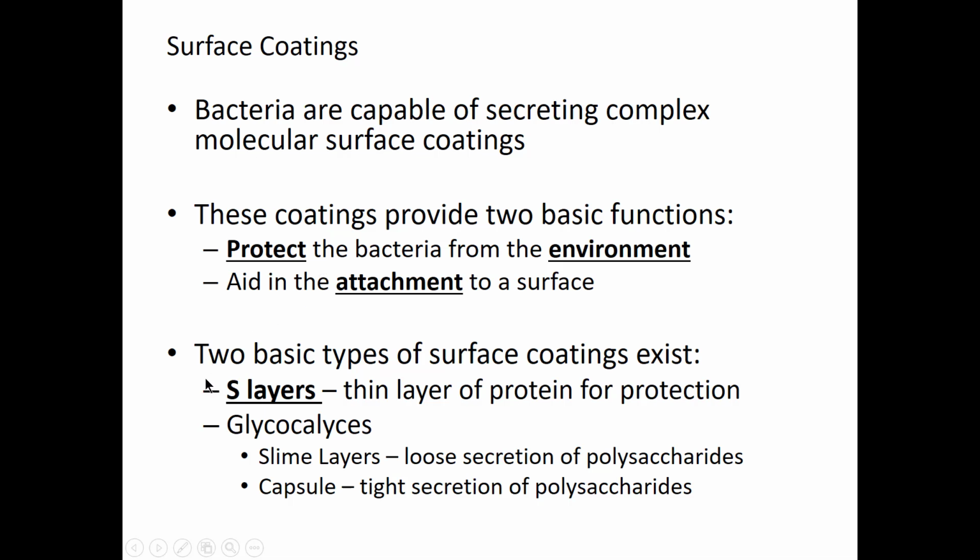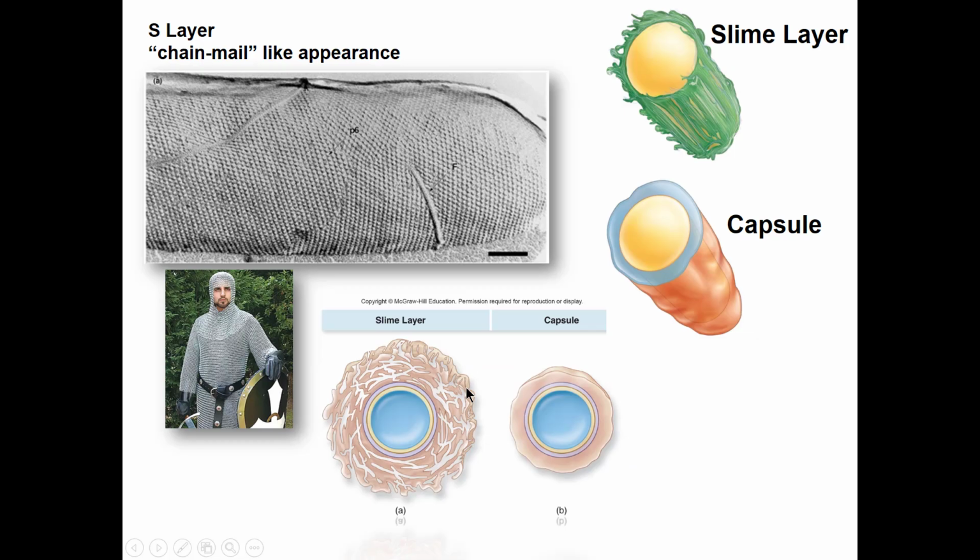The next thing we want to know is that surface coatings occur in two basic forms. The first one, called an S layer, is a thin layer strictly for protection. And this next weird looking word here is called a glycocalyx, or for plural, glycocalyces. So glyco is in reference to sugar, and calyx or calyces for plural is in reference to a matrix. So this actually stands somewhat loosely for a sugar matrix. And so what it is, is a series of sugar-like substances secreted from the cell that act as protection and attachment mechanisms. Let's talk about the S layer first.